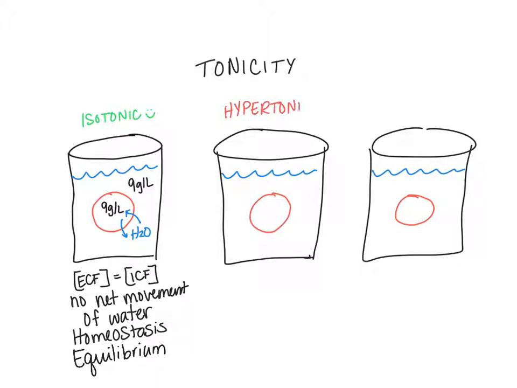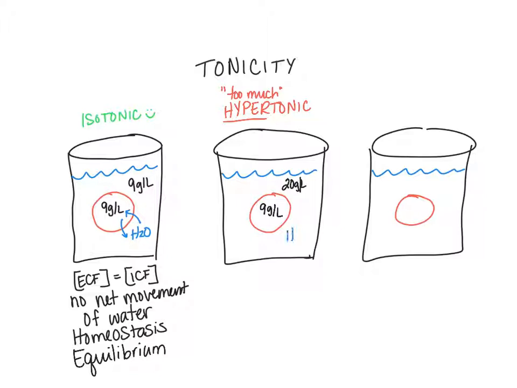Remember that hypertonic, hyper means too much. So in this case, the extracellular fluid has too much solute in it. So if we keep the intracellular concentration the same, we can make an arbitrary extracellular concentration, and we'll just say that it's 20 grams per liter.